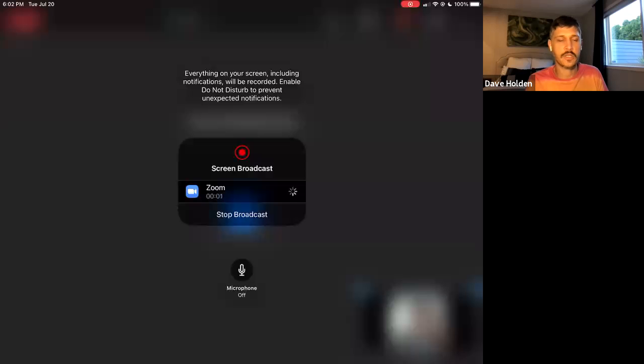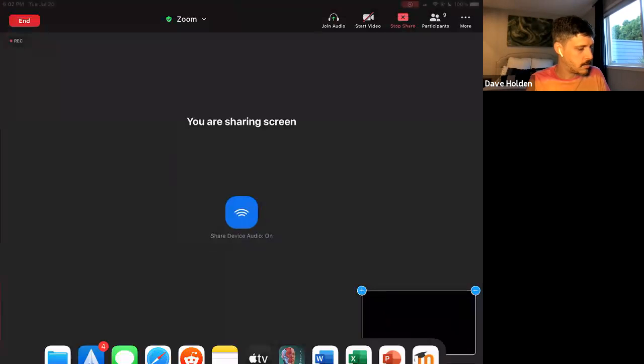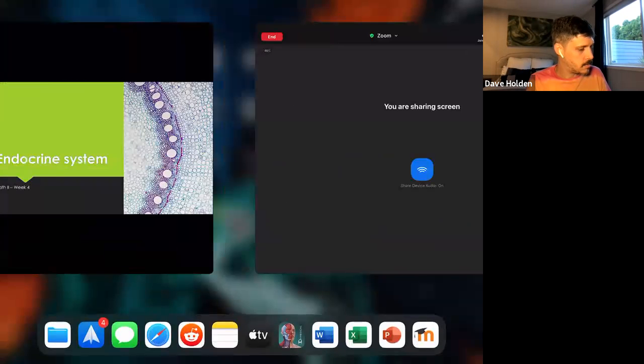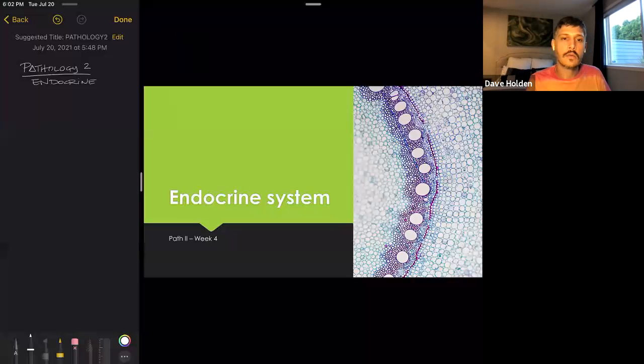So good news, endocrine system is rather short, so we probably will not be in class for super long tonight. Here we go. When you look through the pathology textbook, the endocrine chapter is rather thin. There isn't a whole lot in there. But we are going to cover the endocrine system tonight.